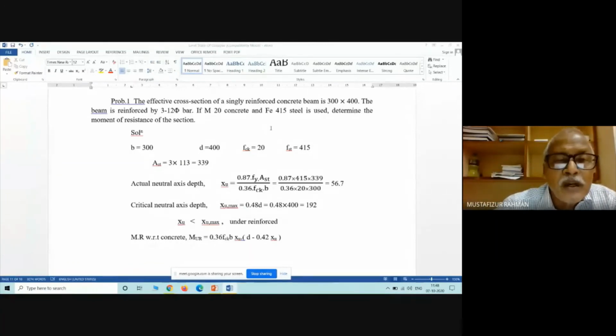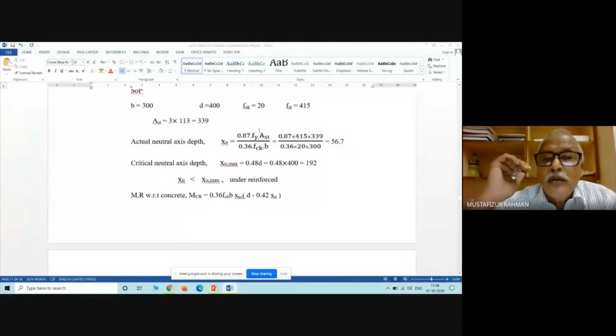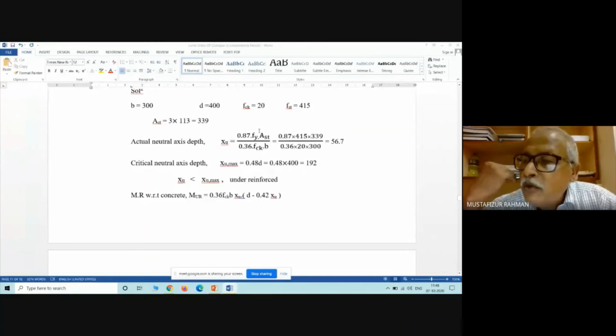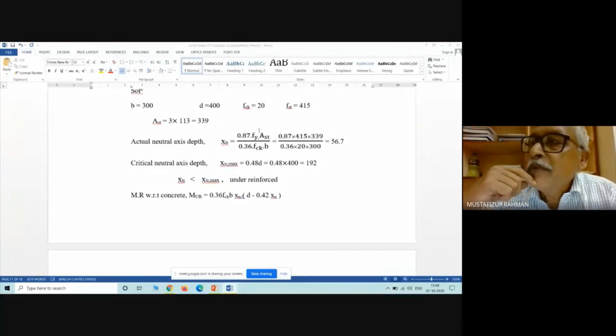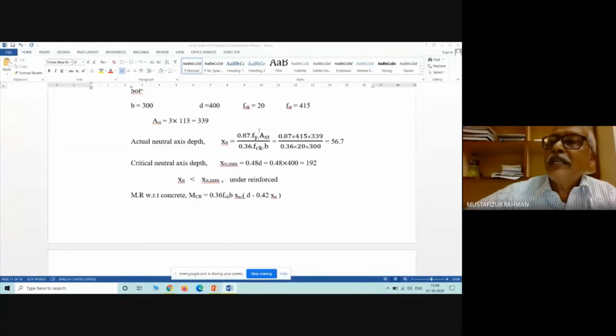Okay. Now see here, we should be able to identify which expression will be required, right? Now see here, we know b, we know D, we know fck, we know fsd, and we know Ast. Now Ast I had calculated directly. Because you are a student of fifth semester, you need not find out the cross-sectional area of a circular section, pi by 4 d square.